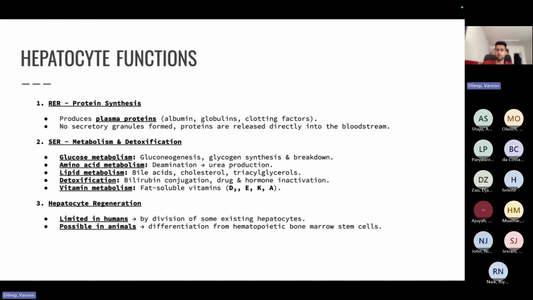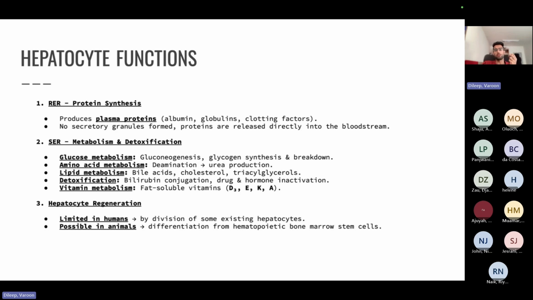It is important to remember that when these proteins are produced, they're not released in the form of granules, they're released directly into the bloodstream by the process of exocytosis. And when we talk about metabolism and detoxification, that takes place in the smooth endoplasmic reticulum. This includes glucose metabolism, amino acid metabolism, lipid metabolism, detoxification, and vitamin metabolism.